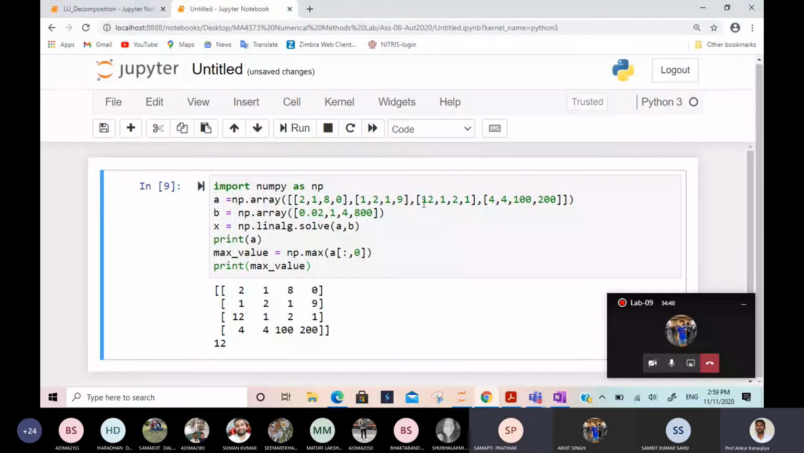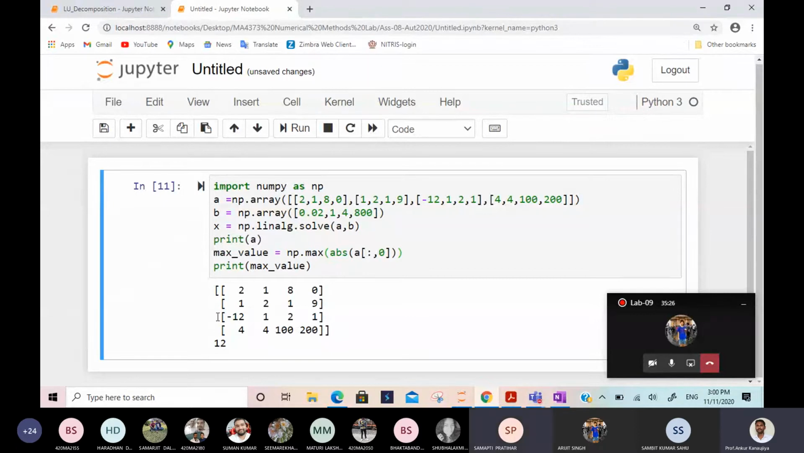So if suppose I am putting minus 12, then here the maximum is coming 4, but what is the correct answer? It will be 12. So we have to take the absolute value. So here I am applying the absolute also. First take the absolute value, after that find the maximum. It will give 12, even if it is minus 12, but the absolute value is maximum, so it will give plus 12.